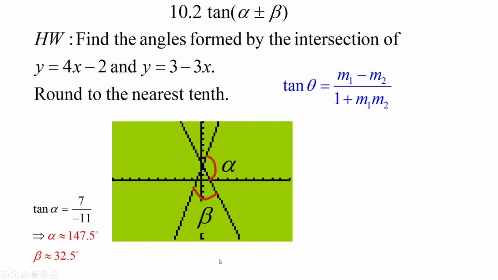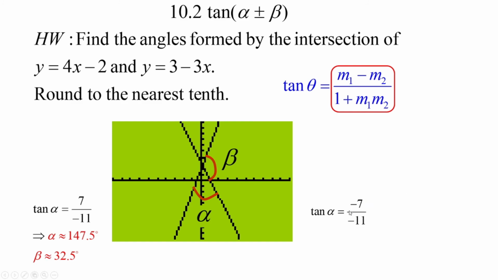Now, I know what you're thinking right now. What if you called the 4 m sub 2 and the negative 3 m sub 1? Guess what? That doesn't matter. Which slope you call the first slope and the second slope, you're still going to get the same answers. All it's going to do is flip-flop your angles, and let me explain. Let's go tangent of alpha, what if I said m sub 1 is negative 3 and m sub 2 is 4? Negative 3 minus 4, that's negative 7 now. And then 1 plus the product is still going to be negative 11.